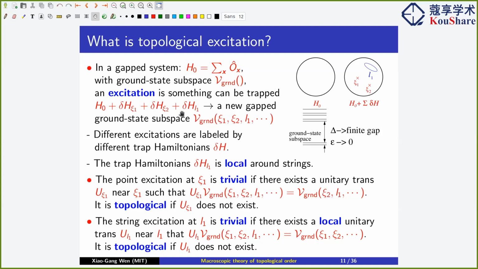So this defines excitation, but here we add something extra. We assume this Hamiltonian with a trap also has an energy gap. So there's a ground subspace, and this ground subspace is my excitation. Suddenly you find that's already something quite unusual, because excitation usually means a particular wave function. But if you're using a trap to define excitation, I do not specify a wave function. I specify a subspace.